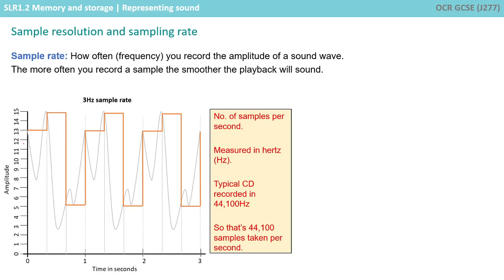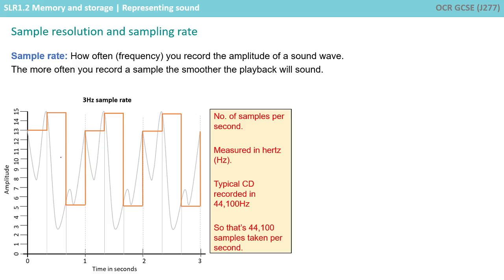So what we've got here is a sound wave, the grey wave. And you can see here they've got a sampling rate of what's called 3 Hertz. In other words, it samples 3 times every single second. There's 1 second, 2 seconds, 3 seconds. So every second it measures 3 times. So there's our first measurement, one there, then our second there, and our third there.